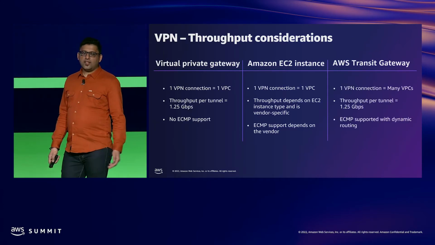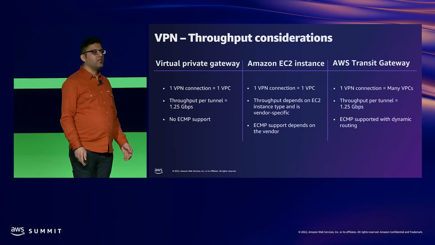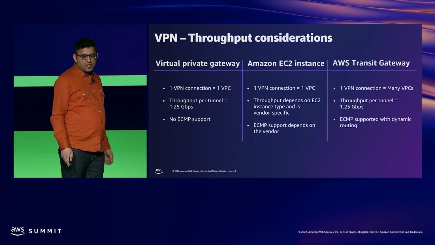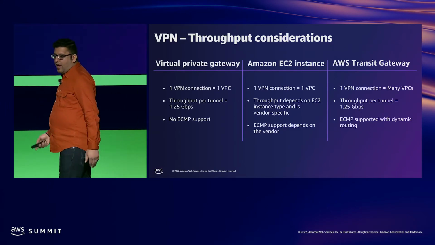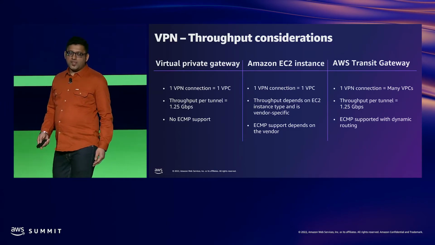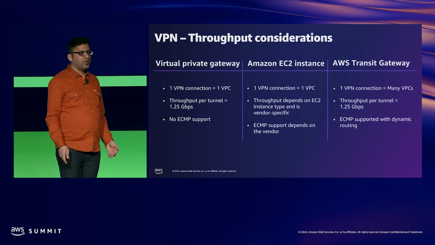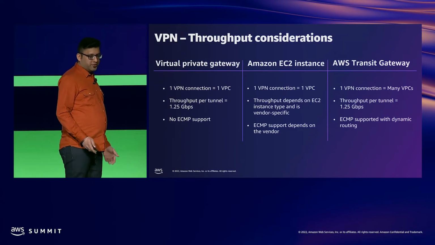In case of Transit Gateway, a single VPN connection allows you to connect to multiple VPCs, and you get throughput of 1.25 gigs per second. And it also allows you to have ECMP support, provided you are using dynamic routing when you are configuring your VPN connections.